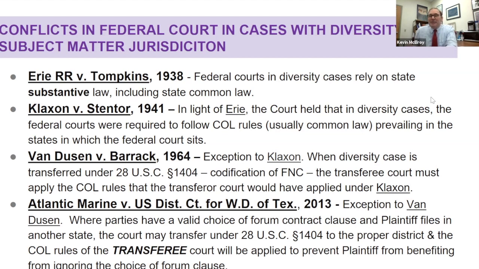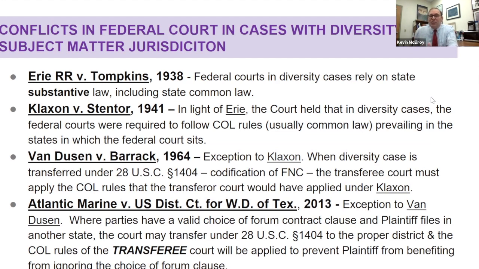Think of it as an exception to Klaxon. It's not complicated, makes a ton of sense. When a diversity case is transferred under 28 U.S.C. 1404, which, you all may recall, is something called forum non conveniens, right? Where a case is transferred for the convenience of the parties and witnesses, basically. And section 1404 is a codification of the common law forum non conveniens.